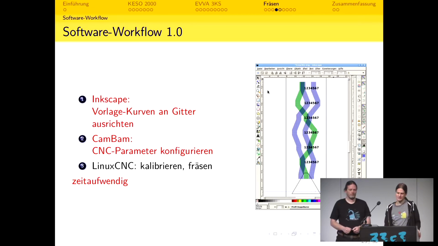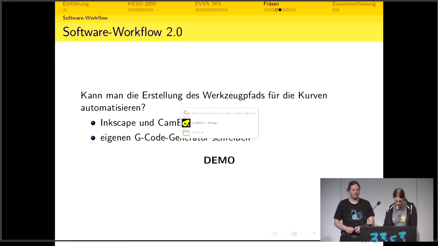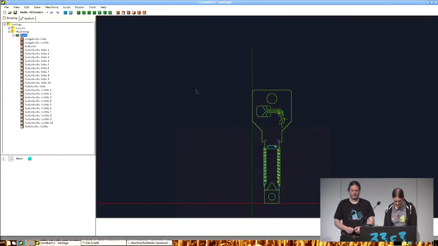And the most time-consuming thing was the export of the new geometrical curve and the import into CAMBAM, and then setting all the data, the diameter, the depths, and all of this. So we thought, could we maybe automate that? Our initial approach was using scripts to automate Inkscape and CAMBAM, but we didn't get very far with that. And then the idea was, let's just write our own G-code generator, and I'm going to give you a short demo.